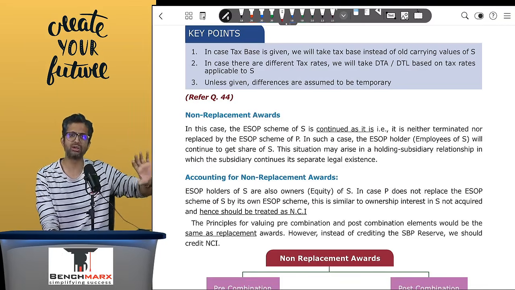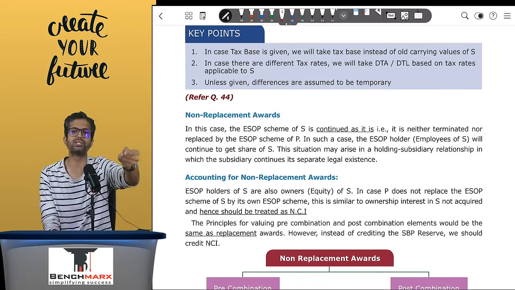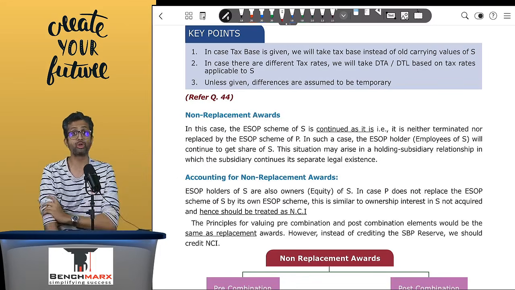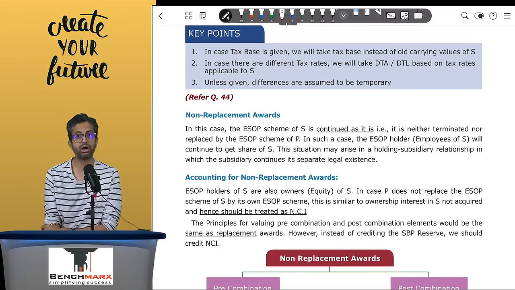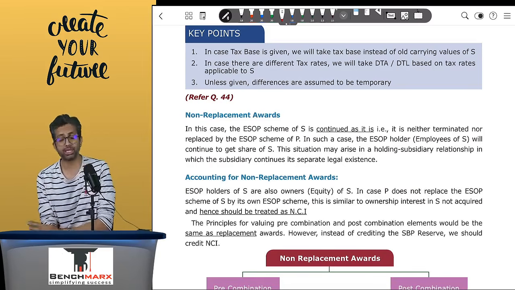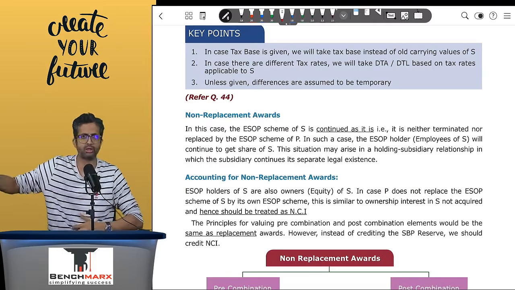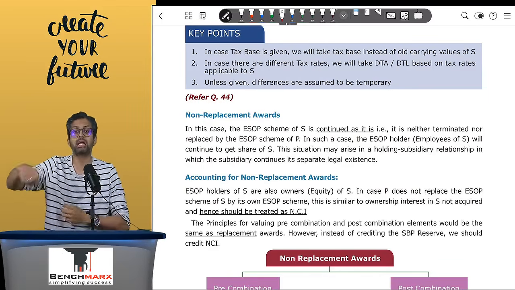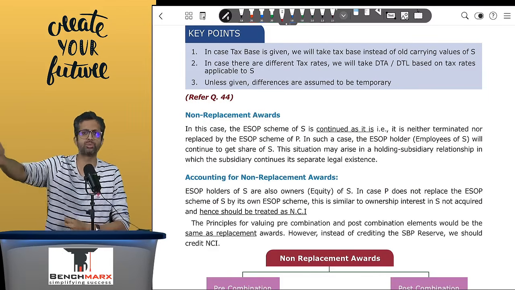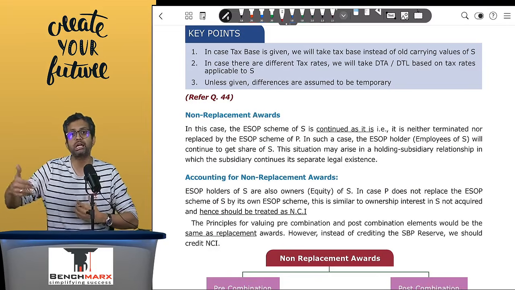So we can say 75 into 2 by 5, that is 30 rupees, will be treated as compensation for pre-combination service, but you are not paying them. But then it is still owners of the selling company which are not acquired, and hence it is a part of NCI. For the remaining, let us say in this case 75 minus 30, because you are not acquiring, so there is no replacement at 90. 75 minus 30, that is 45, will be spread over the remaining 2 years, 3 years, whatever is the vesting period. Again, EB account debit to, in this case, NCI.